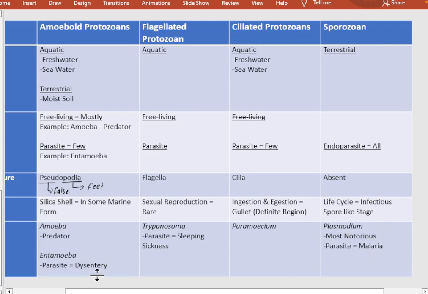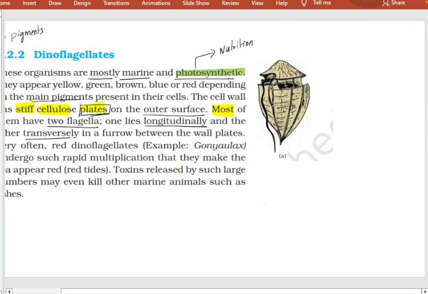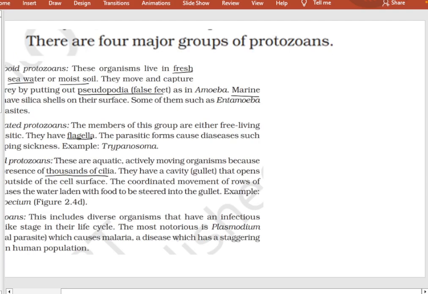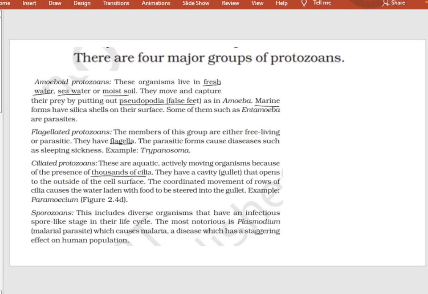Malaria, dysentery. These are the diseases of what? Protozoans. Clear? Just see the NCERT readings. NCERT things. Four groups are there.